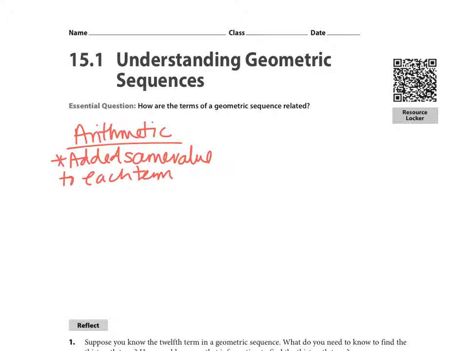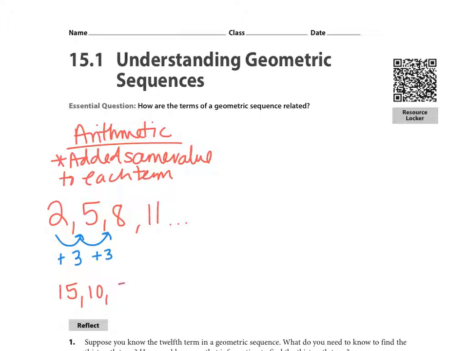So, for an example, an arithmetic sequence would be something like 2, 5, 8, 11, dot dot dot. All right, the dot dot dot means it keeps going. So remember, this one's arithmetic because I'm adding 3 each time. You could also add a negative number. So for arithmetic, we could have done 15, 10, 5, 0. There your pattern would be subtracting 5 every time.